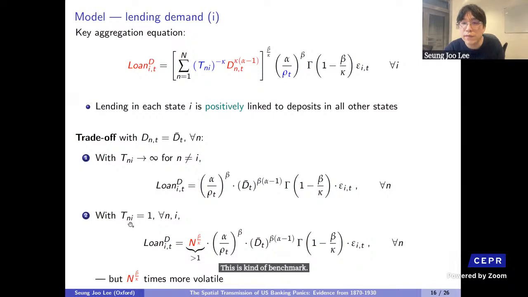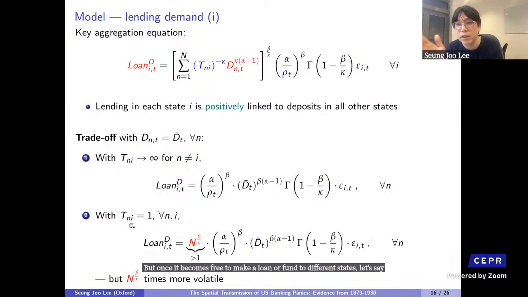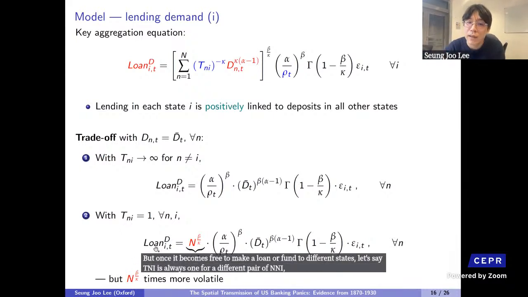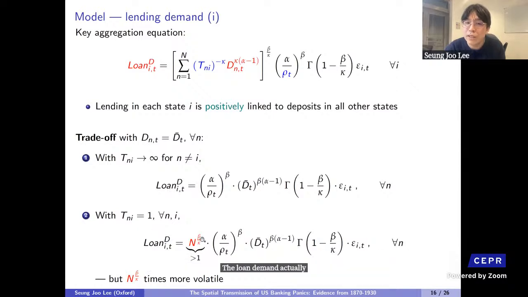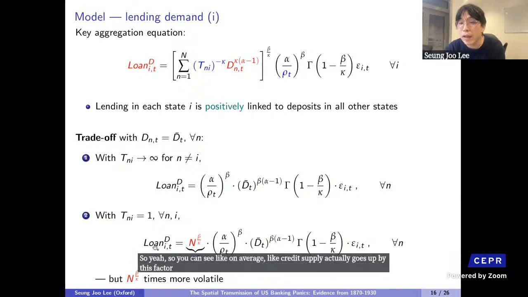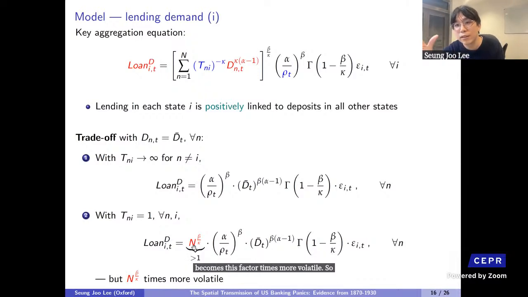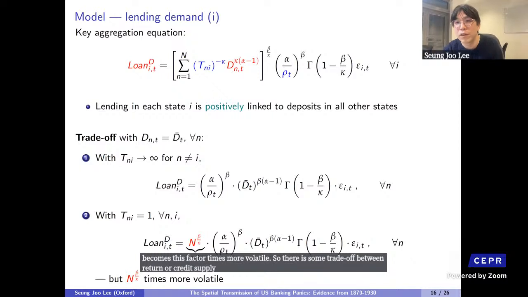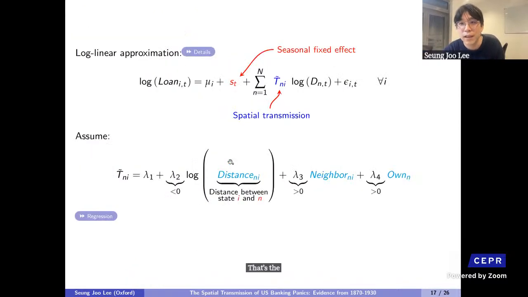But once it becomes free to make a loan to different states, let's say T_NI is always 1 for different pairs of N and I, then loan demand increases by a factor of N to the power of beta over kappa, which is of course greater than 1. And N is 50, so it's quite large. So on average credit supply goes up by this factor, but it means that loan demand becomes this factor times more volatile. So there is a trade-off between return on credit supply and the volatility of the credit. That's the key intuition we get out of this model.